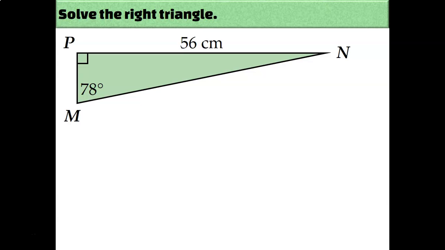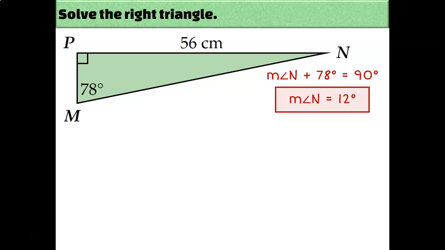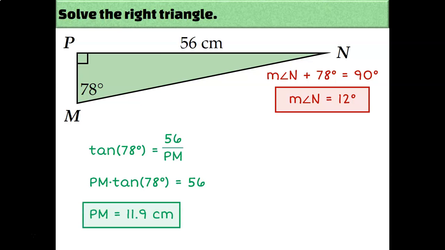The easiest thing to solve for first is the measure of angle N. I can just subtract 78 from 90 and I find out that the measure of angle N is 12 degrees. Next, I'll use tangent to calculate the length of PM. The reason I'm using tangent is because the length that I'm looking for, PM, is adjacent to the 78-degree angle, and the 56 that I was given is opposite because it's on the other side of the triangle. Opposite and adjacent would be tangent. I'll multiply both sides by PM, and then divide both sides by the tangent of 78, and I find out that PM is approximately 11.9 centimeters.